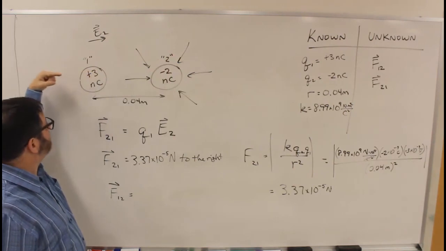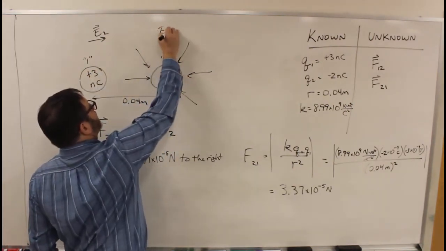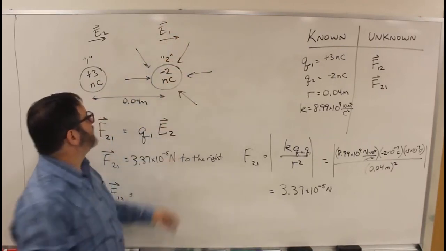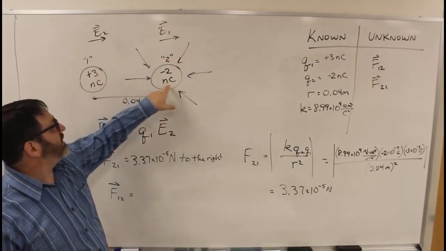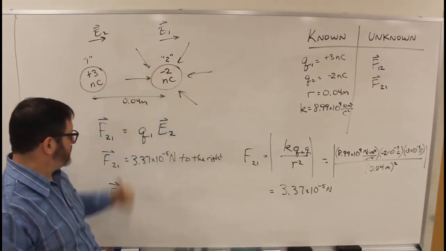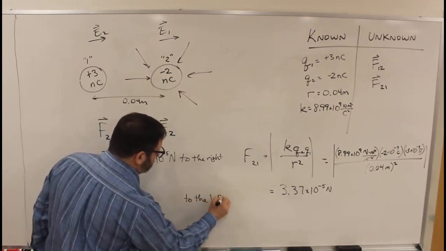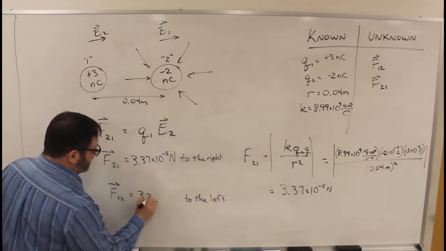And the direction's reversed because the electric field, if this goes away, and this is your test charge, field lines come out of it. So the electric field here is to the right, caused by this one. And this is a negative charge, so the force on it is opposite. So to the left. To the left. And it has to be the same size.